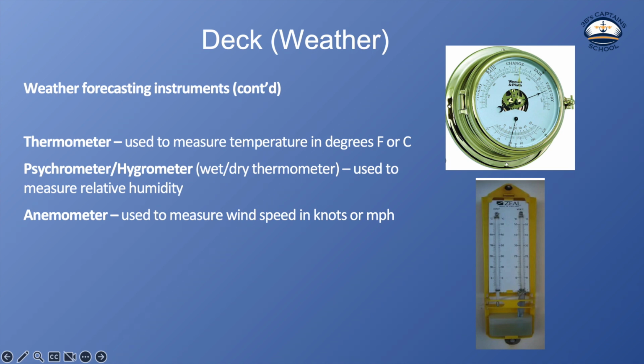Relative humidity can be found by subtracting the temperature on the wet bulb thermometer from the temperature on the dry bulb thermometer and using a relative humidity chart to give you an indication of the current relative humidity.